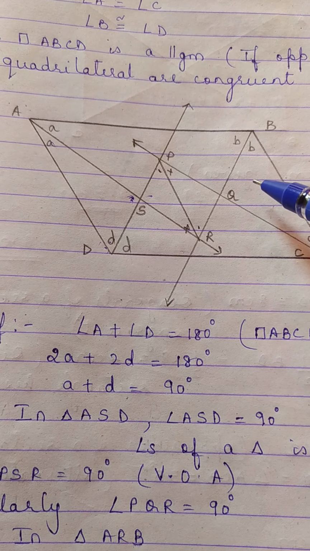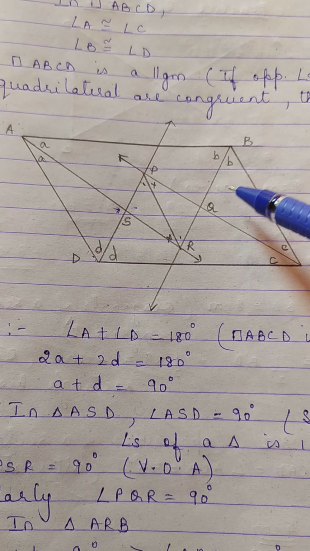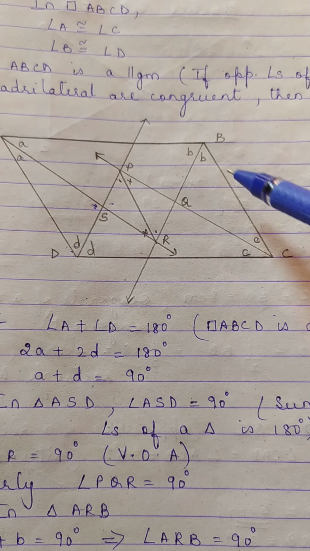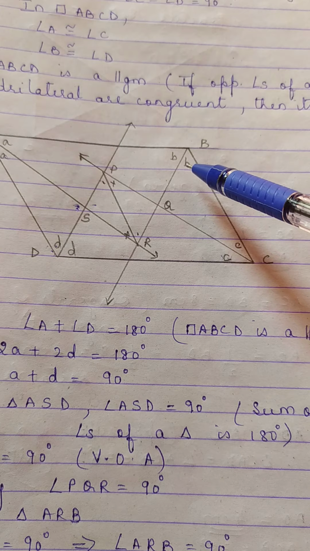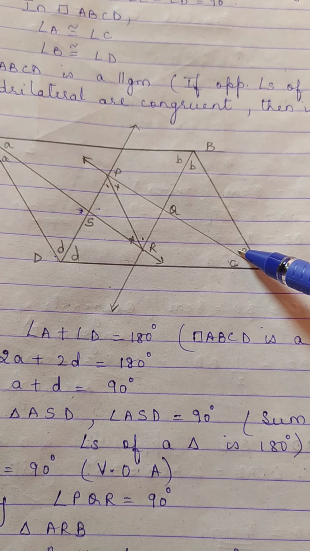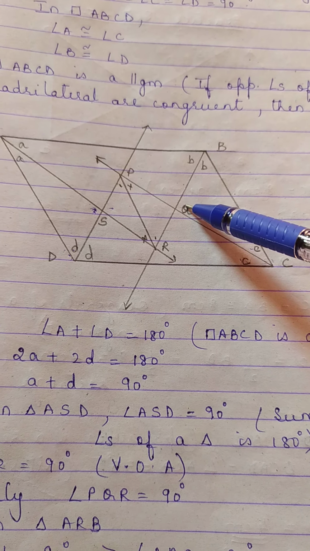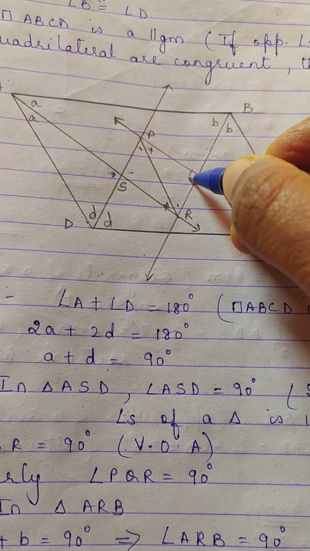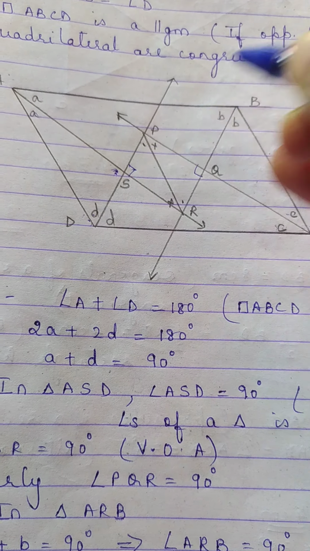Now same reason I can say this angle is 90 and therefore this angle is 90. How? Same reason, I'll say angle B plus angle C is 180. They are adjacent angles of a parallelogram. Therefore in this triangle BQC, you have B plus C is 90 degrees, same like this. Therefore angle Q is 90. This being the vertically opposite angle, this angle also will be 90 degrees. This angle also becomes 90.